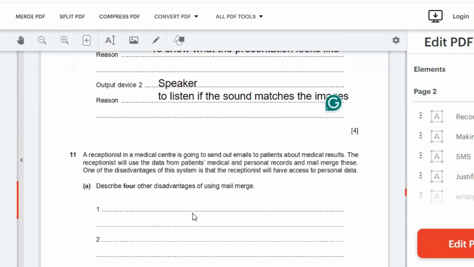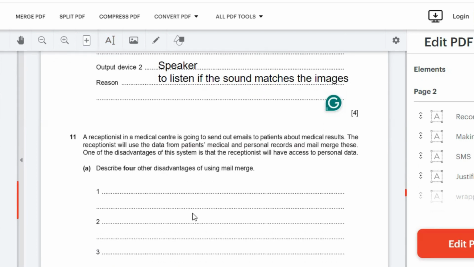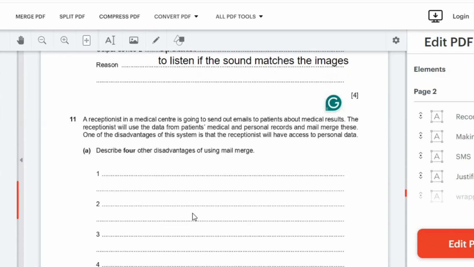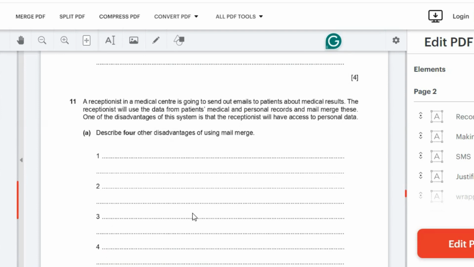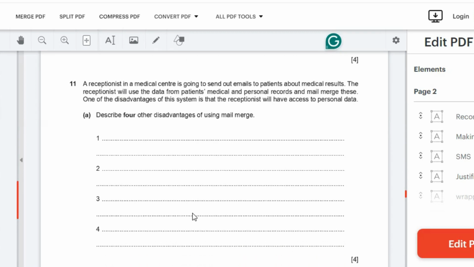A receptionist in a medical center is going to send out emails to patients about medical results. The receptionist will use the data from patients' medical and personal records and mail merge this. One of the disadvantages of this system is that the receptionist will have access to personal data. A. Describe 4 other disadvantages of using mail merge.